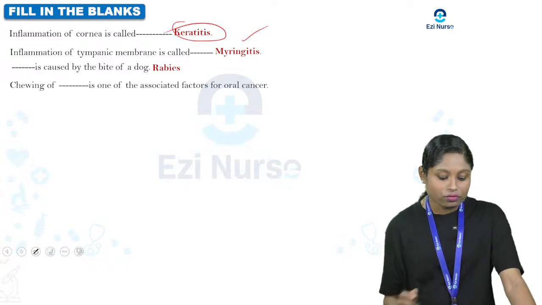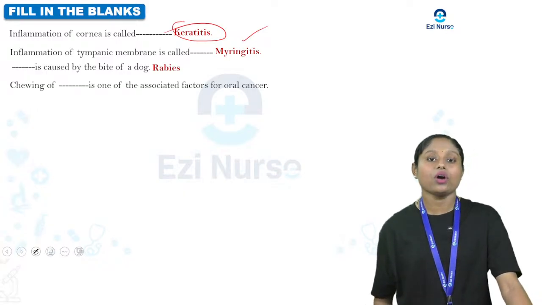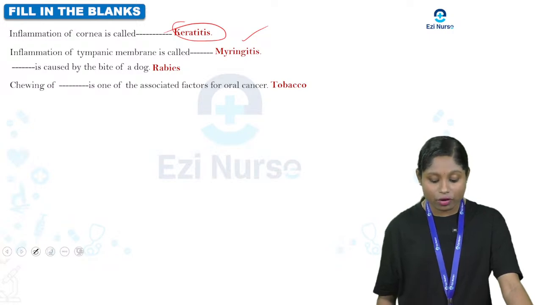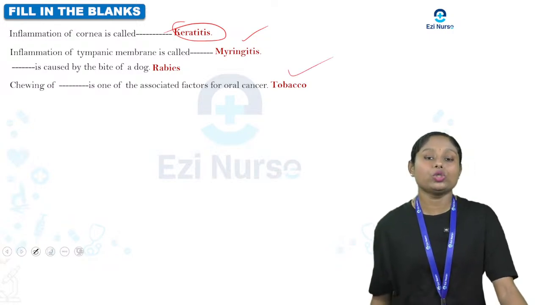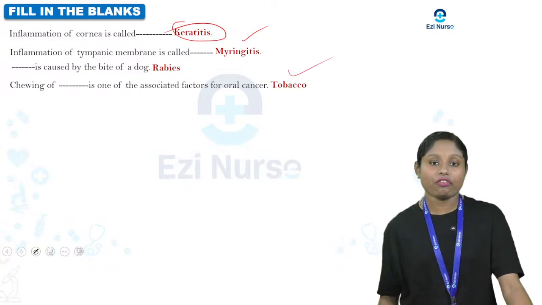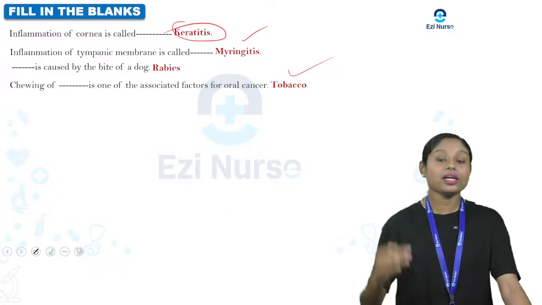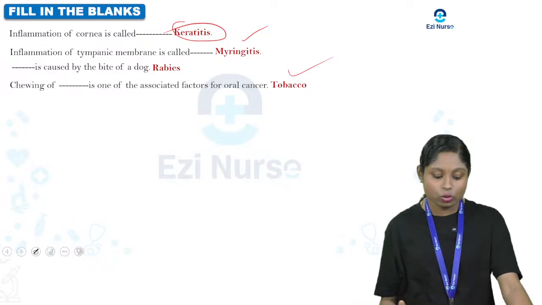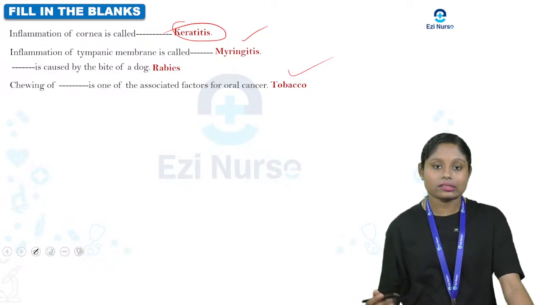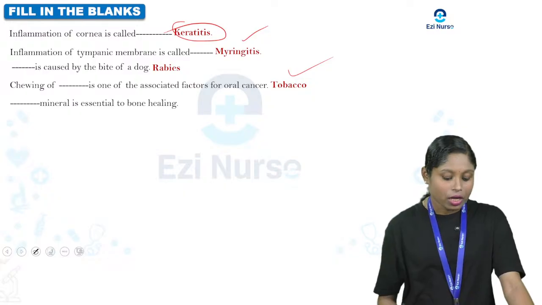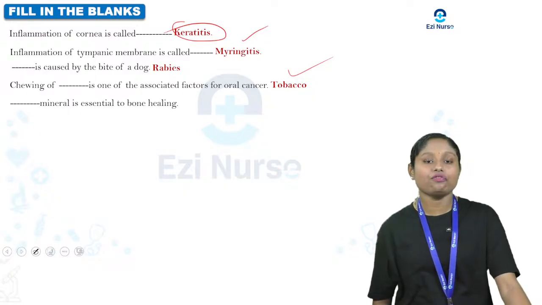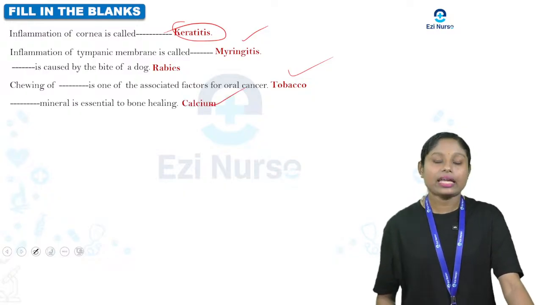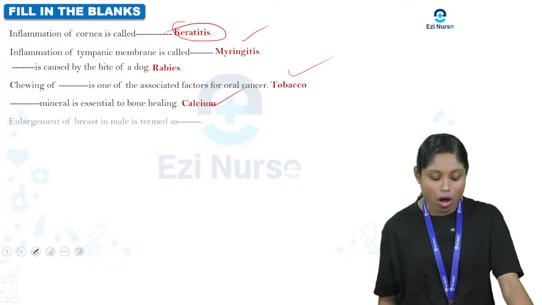And chewing of dash is one of the associated factors of oral cancer. What is the associated factor here? Tobacco. Tobacco chewing is one of the associated factors. Smoking is the main factor, and other than that, chewing tobacco is the next factor leading to cancer in the mouth. Dash mineral is essential for bone healing. What is it? Calcium. So calcium is essential for bone healing.